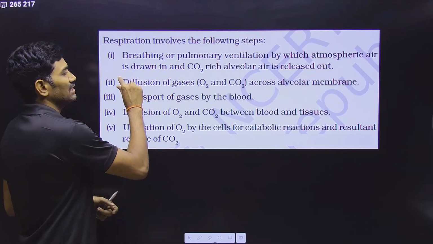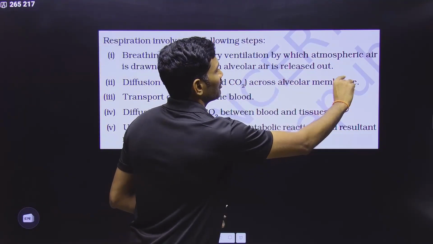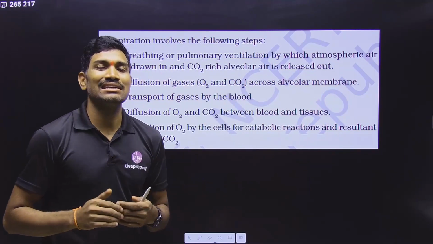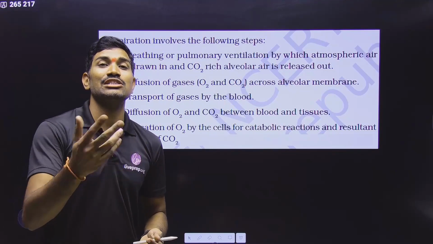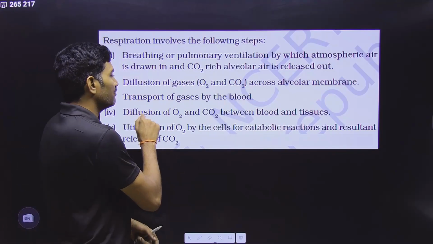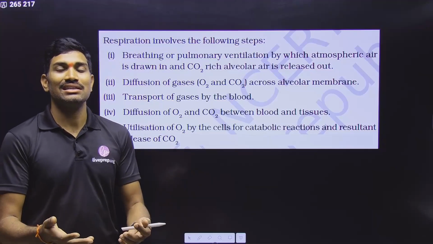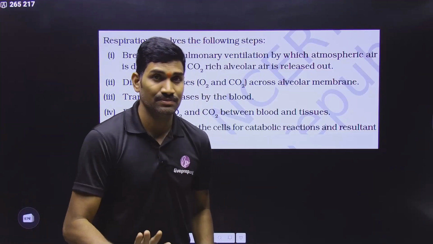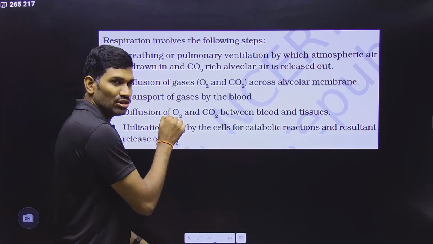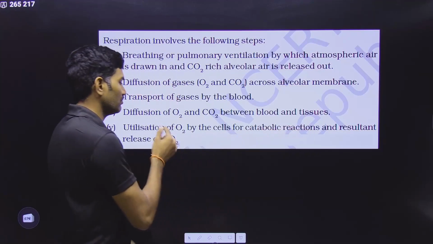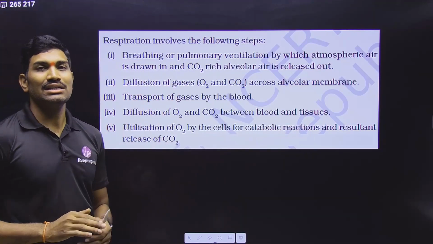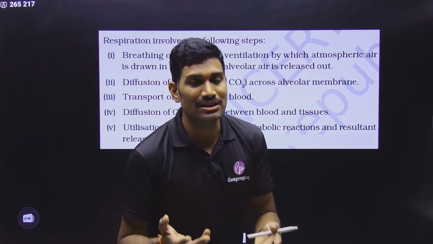Generally, the diffusion of gases across the alveolar membrane is considered as external respiration, and diffusion of gases between blood and tissues is considered as internal respiration, and the utilization of oxygen and production of CO2 is generally considered as cellular respiration.